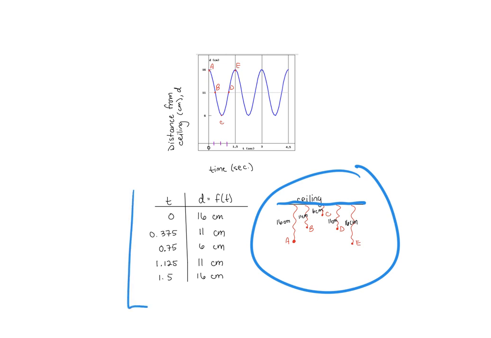And so I also made a table on the left here so you kind of see over time, right, how far away that weight is from the ceiling. So I hope this kind of helps you visualize that weight bouncing from its lowest point where it's furthest away from the ceiling at 16 centimeters, and then it bounces back up to where it's the closest to the ceiling because it's only 6 centimeters away from the ceiling.